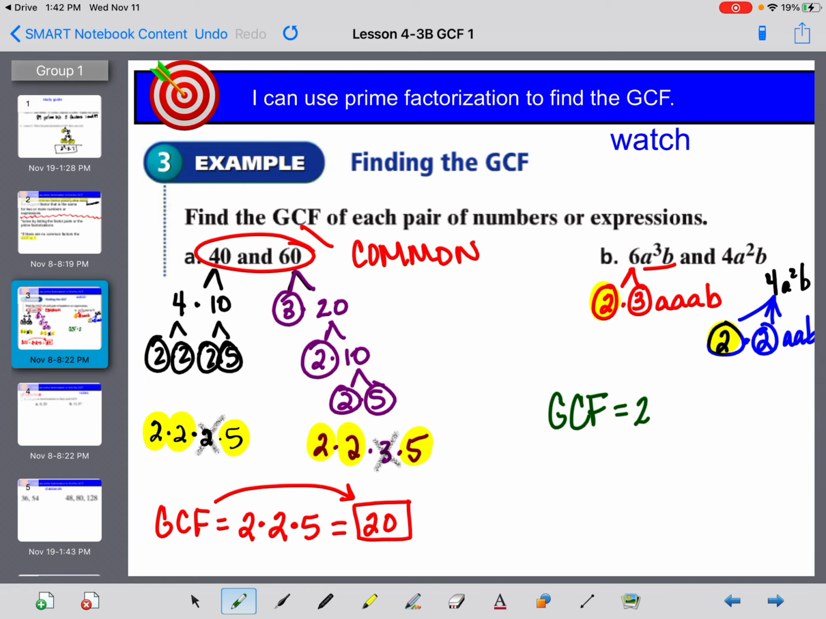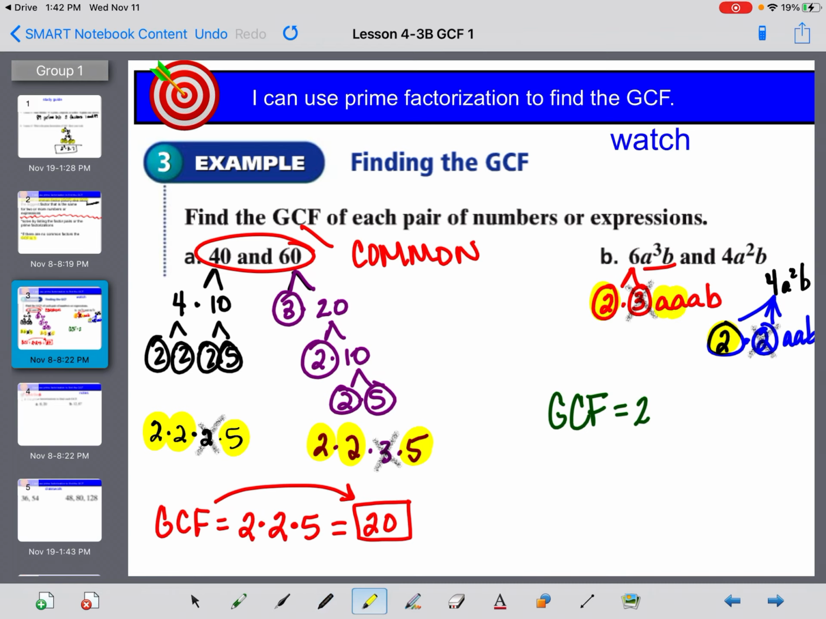The other one is a 3. There's a 3, but there isn't a 3 in the blue list. So the 3 is not a common factor. There is a second 2 in the blue list, but I don't have a second 2 in the red list, so that one is not a common factor.